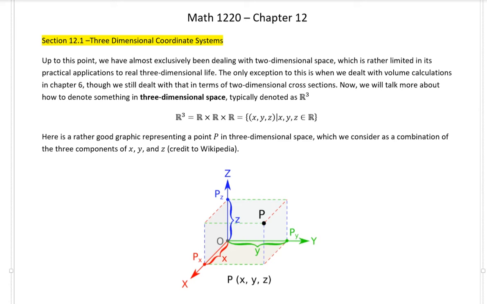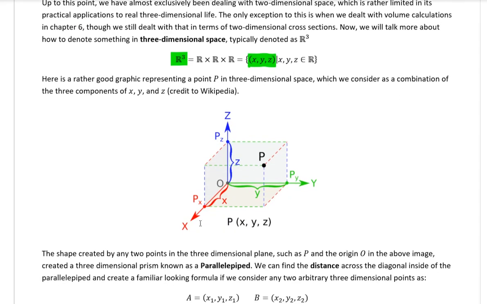Typically, we call the three-dimensional space R cubed, or R to the third power, which means that you have one real number for each of the x, y, and z coordinates. So it tends to look like parentheses x, y, z for any specific point, where x, y, and z themselves are real numbers. A decent graphic here is coming from Wikipedia, so credit to that. This is showing how you would graph some point P based on its coordinates x, y, and z.